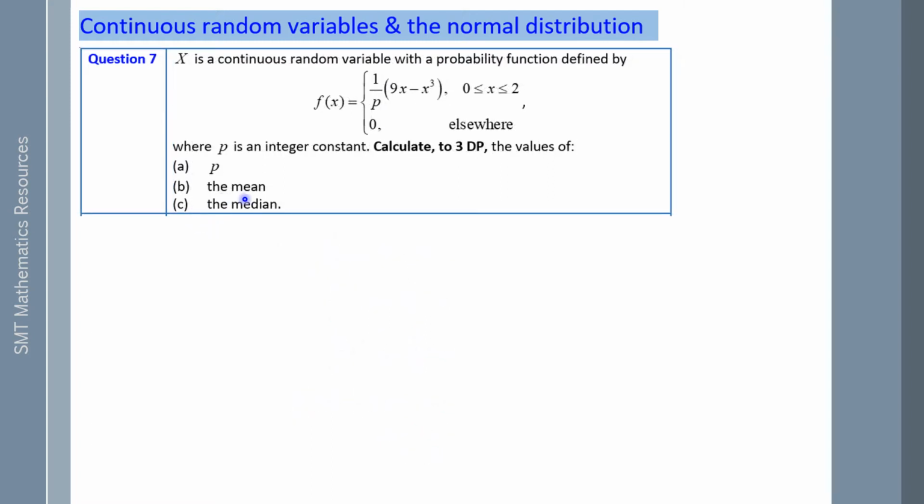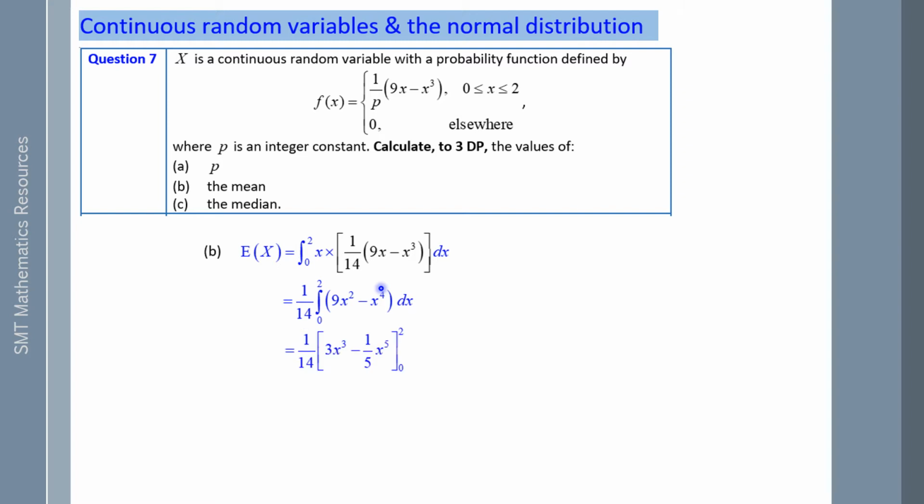Now to work out the mean or expected value is x times the function. So x times 1 on 14 is what we want to do. Taking out this 1 on 14 and timesing x through, so x times 9x is 9x squared, x times x cubed is x to the 4. Integrate. So using the power rule, we get 3x cubed, take 1/5 x to the 5. I'm now going to sub in 0, and I'm going to sub in 2, and our upper boundary, take our lower boundary, is 1.257.